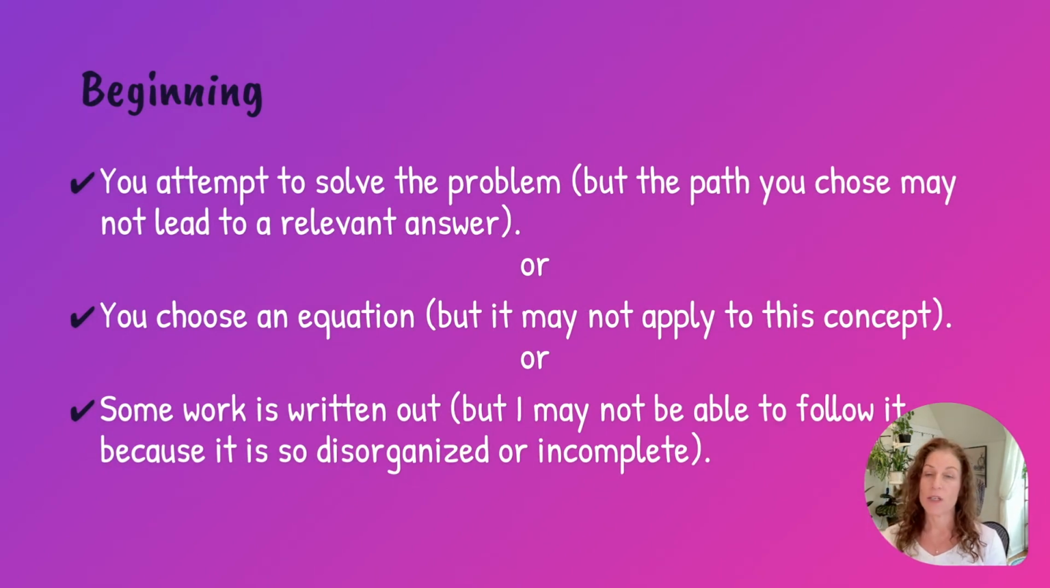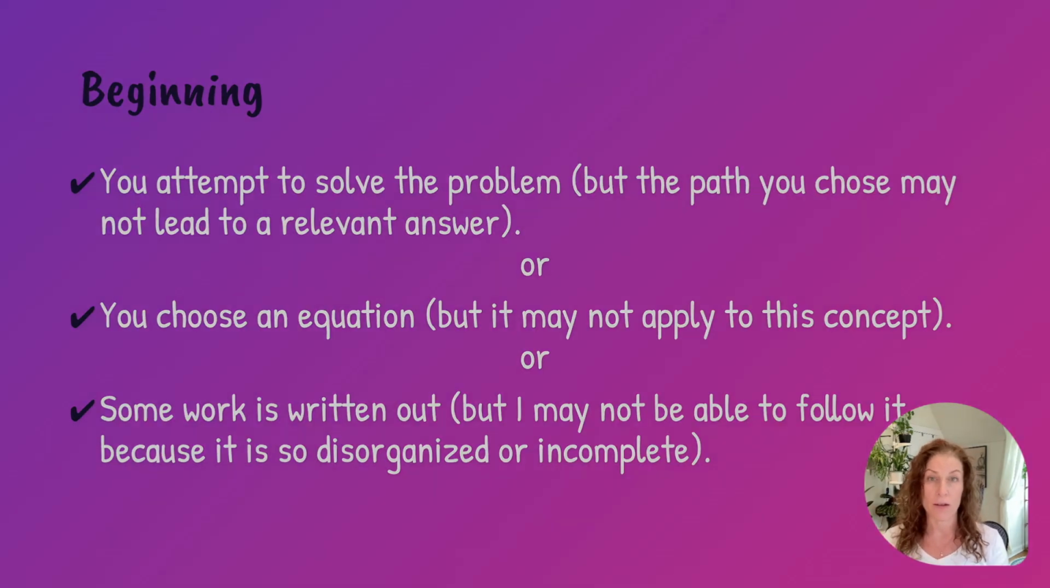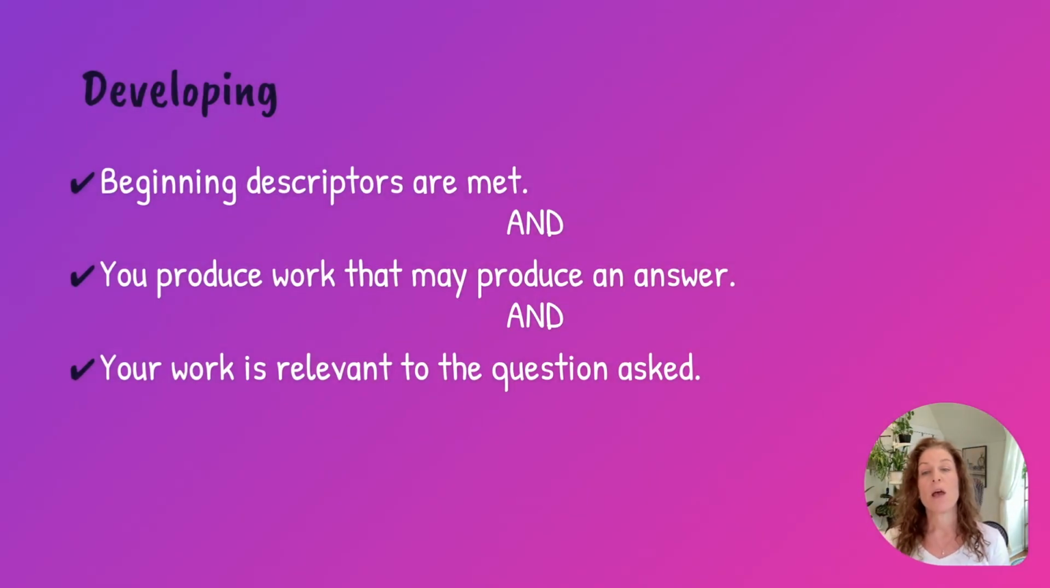So beginning. I want to see that you're trying. You're attempting to solve the problem. The path you choose may not lead to a relevant answer, right? You might choose an equation, and it might be the wrong equation. You might have written out some work that I may not be able to follow very well because it's disorganized. Maybe you didn't finish it, but at least there's some relevant work there. Developing means that not only are you trying, but there's work there that could produce an answer, and the work is relevant to the question asked. It doesn't mean it's right, it doesn't mean it's complete, but it's relevant.